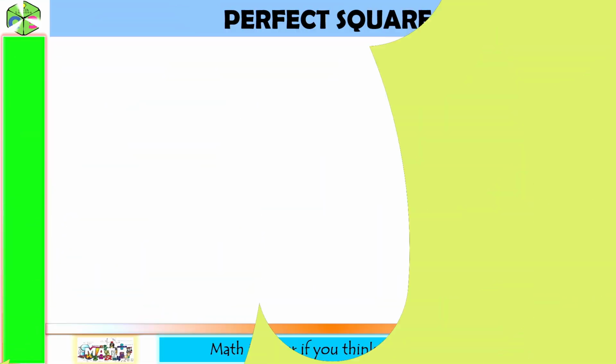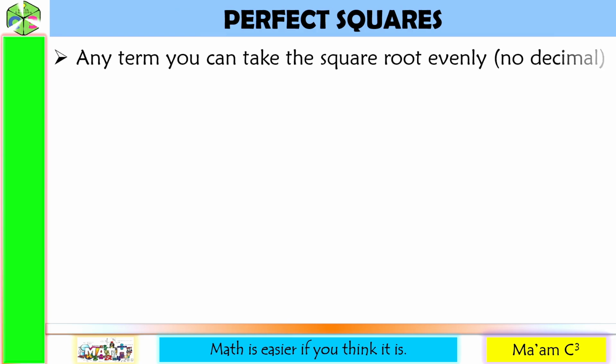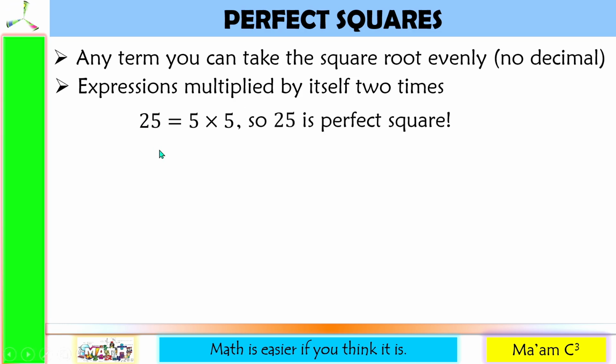Now, let us talk about perfect squares. When we say perfect square, it is a term wherein you can take the square root evenly, meaning there's no decimal, there's no remainder. It is an expression multiplied by itself 2 times. For example, 25 is equal to 5 times 5. So 25 here is a perfect square.